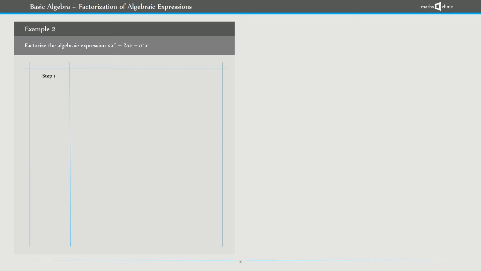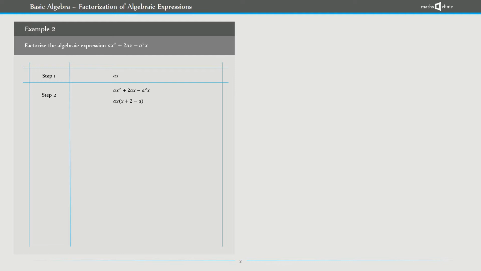You may choose to break this down, but I've been doing these for quite some time, and I reckon when you do this for quite some time, you'd be able to identify common factors by merely looking at the expression. My common factor here is ax, because you can divide ax squared by ax, you can divide 2ax by ax, and you can divide a squared x by ax. You simply divide all of them by ax, and you'd end up with ax open bracket x plus 2 minus a close bracket. That is how you factorize.